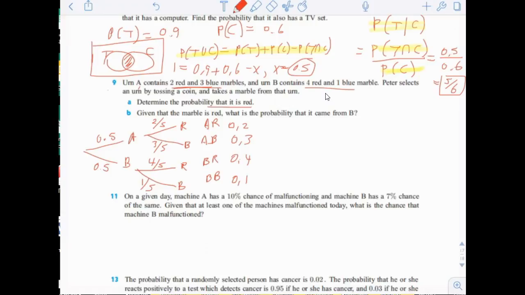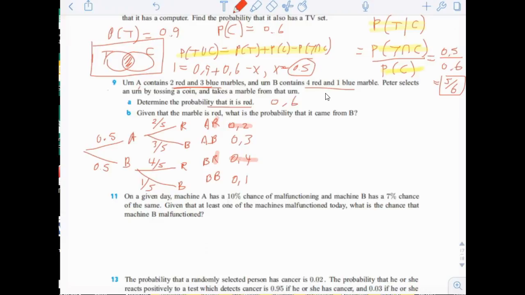Okay, so let's determine the probability that the marble chosen is red. So that would be this and this. So it would be 0.2 plus 0.4, which is 0.6. We can just add those together because they're mutually exclusive events.